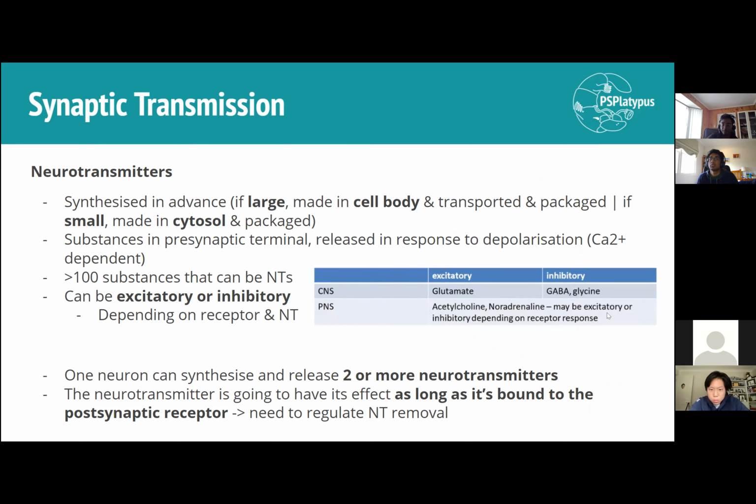And in the peripheral nervous system, it honestly depends on the receptor. So the receptor is the more important thing. And you have acetylcholine and noradrenaline, which we'll always come back to later, even in year 2. One neuron can synthesize and release two or more neurotransmitters. That's pretty important to know because you're not going to just have one neurotransmitter. And the neurotransmitter is going to have its effect as long as it's bound to the postsynaptic receptor. What this means is we need to regulate neurotransmitter removal as well.